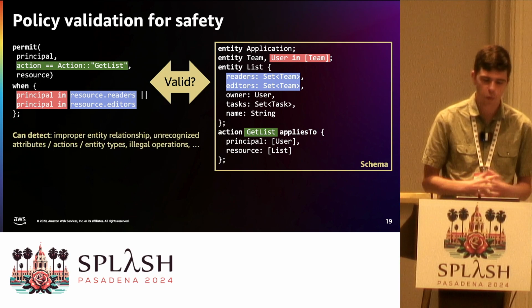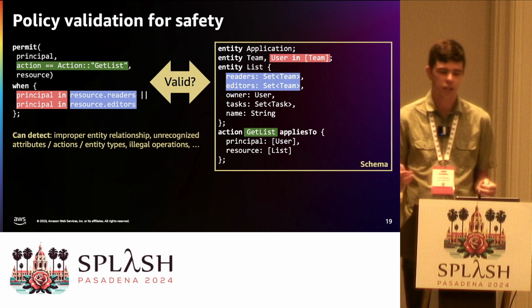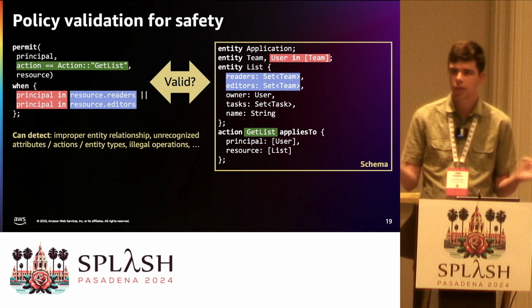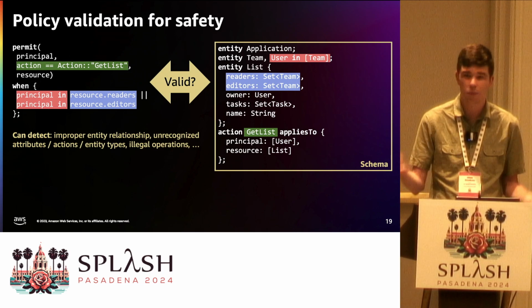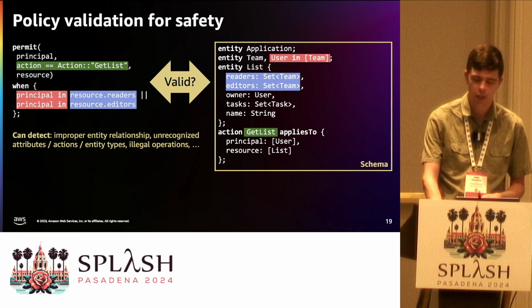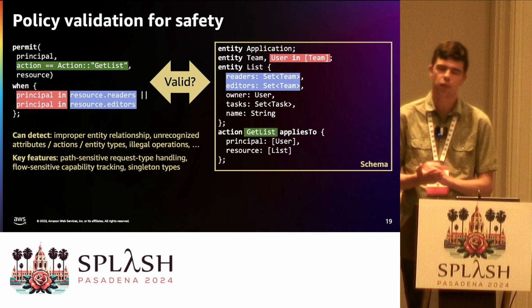In general, our policy validation algorithm detects improper entity relationships, unrecognized attributes, actions, and entity types, and illegal operations at the type level, pretty much what you would expect from a type checking algorithm. It's a pretty standard type checking algorithm. It does have some features that you might find interesting, like flow-sensitive capability tracking.